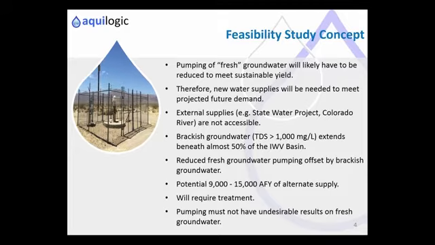So we are looking at potentially reducing fresh groundwater pumping and offsetting that with brackish groundwater pumping and treatment. We see a potential of between 9,000 and 15,000 acre feet per year of brackish water that could be developed. It will obviously require treatment to reduce the TDS concentrations, and clearly pumping of those brackish water resources cannot have an impact on the current freshwater resource, either in terms of groundwater levels or overall quality.